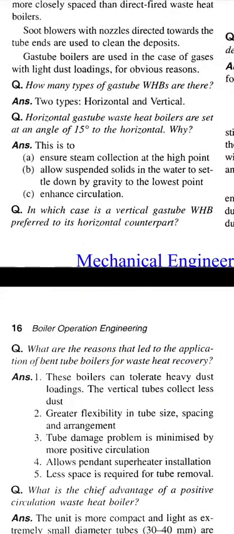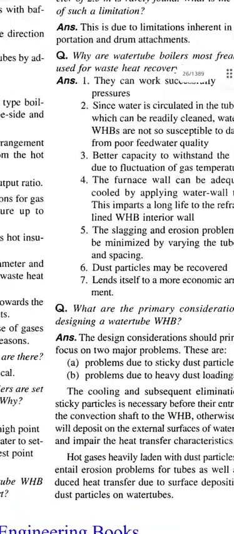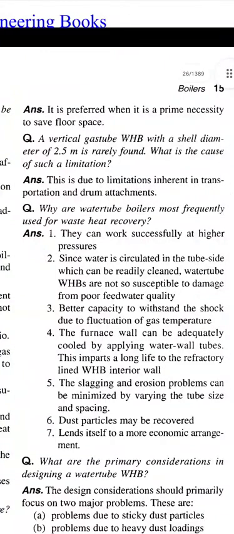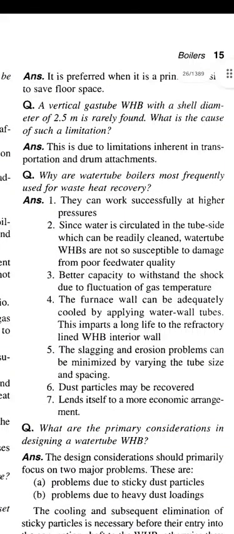First question. In which case is a vertical gas tube waste heat boiler preferred to its horizontal counterpart? The answer is it is preferred when it is a prime necessity to save floor space. Next question. A vertical gas tube waste heat boiler with a shell diameter of 2.5 meters is rarely found. What is the cause of such limitation? This is due to limitations inherent in transportation and drum attachments.